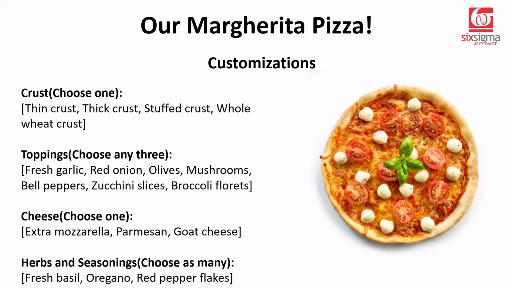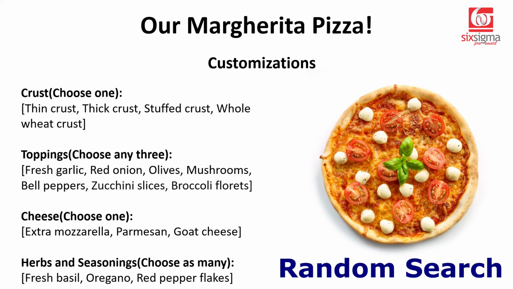On the other hand, if you leave this decision to your customers or the person ordering the food, for example, you could ask them to choose one of the crusts. You could ask them to choose any 3 toppings, any one option in terms of cheese, and any number of herbs and seasonings. In this case, in a way, this process is random for you. User may have specific preferences, but in your order, you'll be receiving any random combination of these choices. This is the randomized search process of hyperparameter tuning.